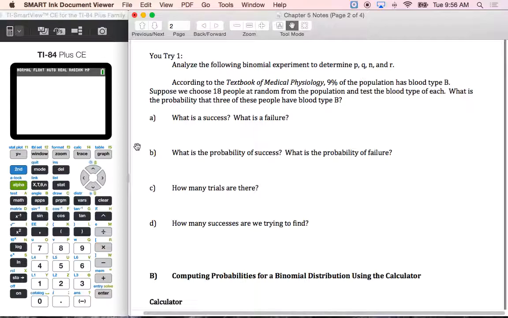Okay, so you should have answers for A, B, C, and D. It says, according to the textbook of medical physiology, 9% of the population has blood type B. Suppose we choose 18 people at random from the population and test the blood type of each. What is the probability that 3 of these people have blood type B? I want what's a success and what's a failure. The success would be that they have type B. Your failure would be if they don't have type B.